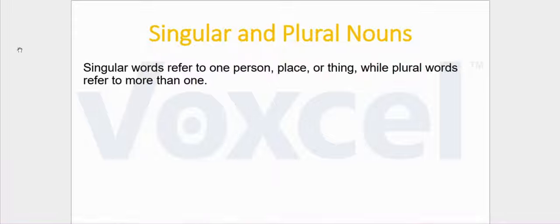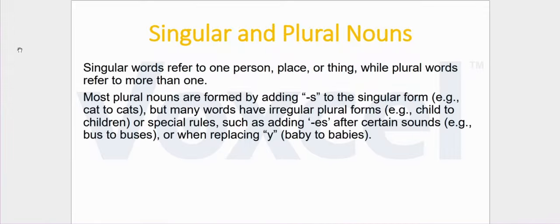So first I just want to talk about some singular and plural nouns. What are those? Singular words refer to one person, place or thing, while plural words refer to more than one. So most plural nouns are formed by adding s to the singular form. Example, cat is a singular form and cats plural. But many words have irregular plural forms. For example, child, its plural is children.